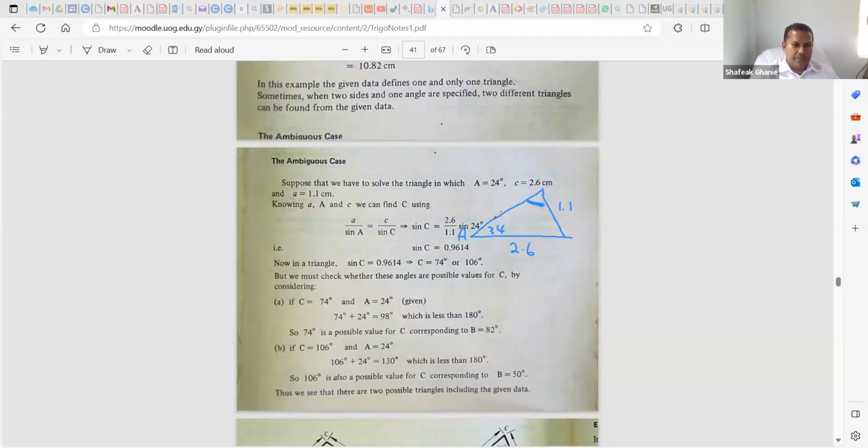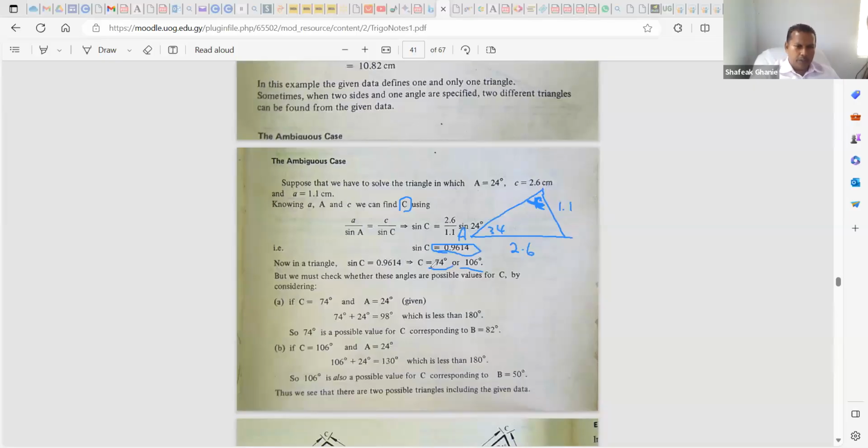So okay, we go through the process. They ask us to find C, that's this angle C, right? So you use your sine rule, and you get sine C equal to 0.96114. Now, you can have two possibilities. You can have the angle being 74 degrees, and you can have the angle being 106 degrees, right? By the way, you all know how we got these two angles.